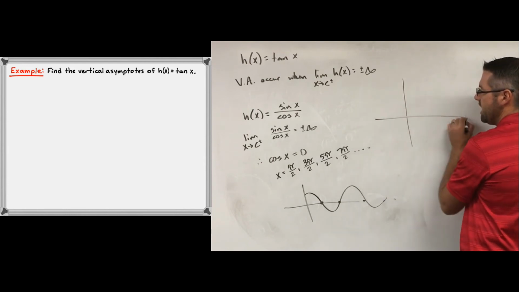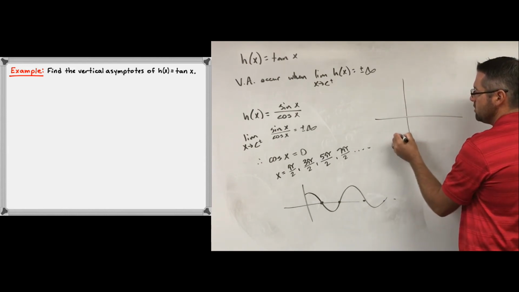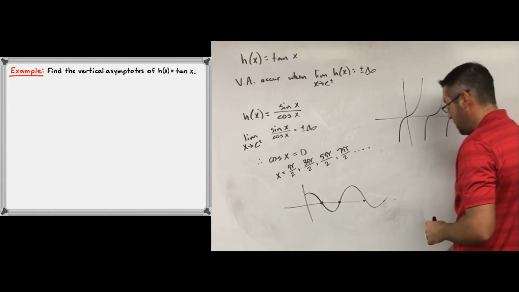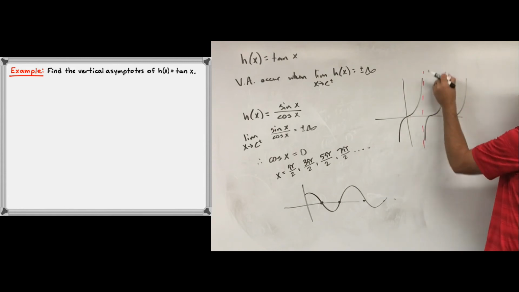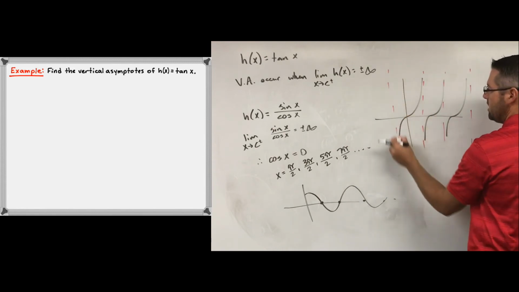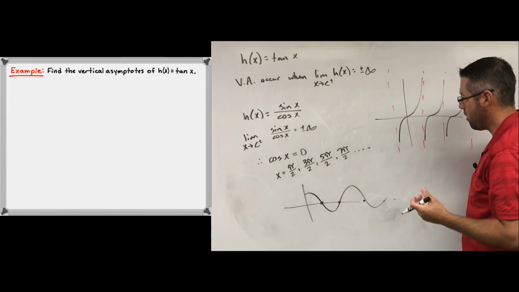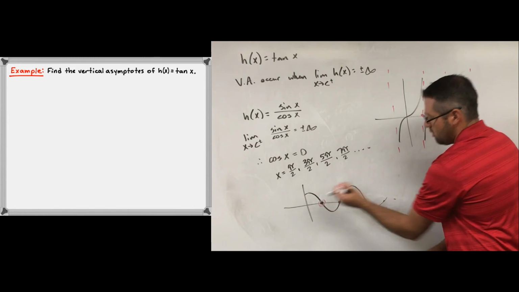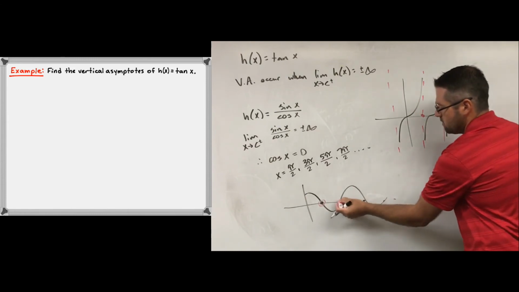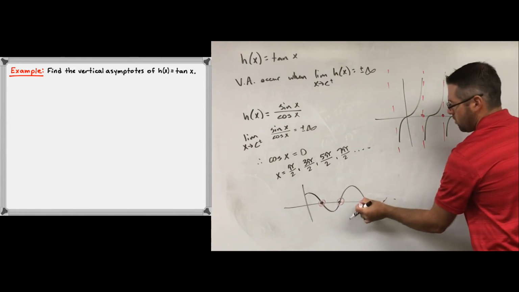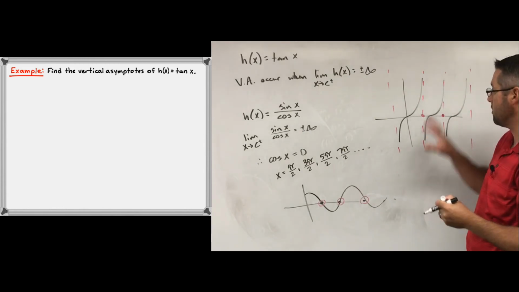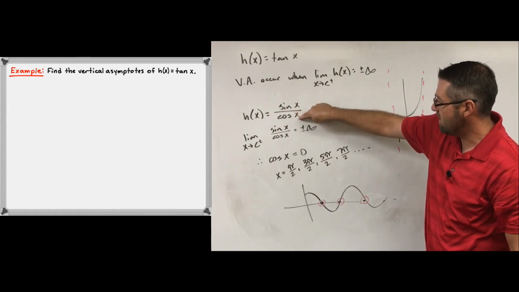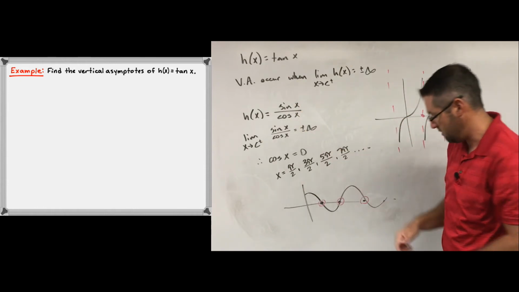If I think back to the tangent graph, you remember that the tangent graph looks something like this. And we actually have vertical asymptotes at different x values. Well, where are those vertical asymptotes? This vertical asymptote correlates with this 0. This vertical asymptote correlates with this 0. And then this vertical asymptote correlates with that 0. So you can see that the vertical asymptotes are when cosine of x equals 0, because we would be dividing by 0, which would produce a positive or a negative infinity.